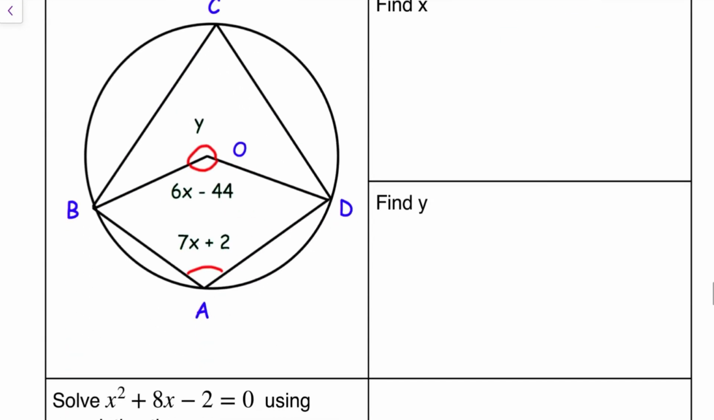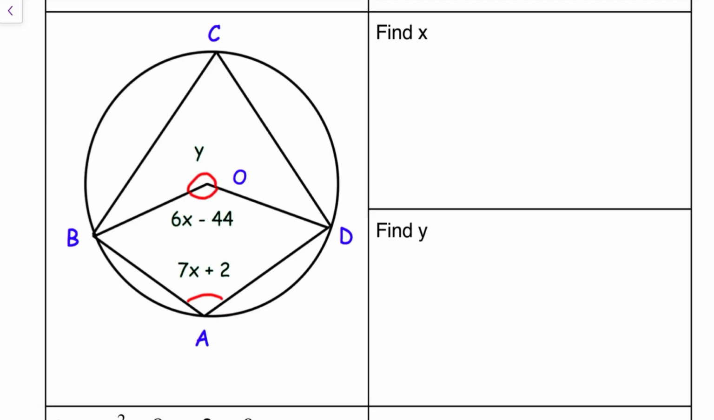Next question. Okay, circle theorems question. So we have some angles given in terms of x, and it says find x and find y. I'm trying to think of the easiest way of doing this without having to do a lot of algebra. I guess the easiest way is to look at this one here, and I know this one, because it halves quite nicely, is half of 6x minus 44, which is 3x minus 22.